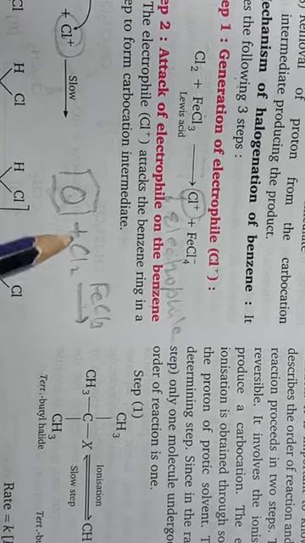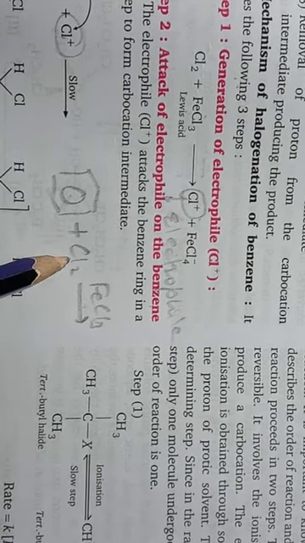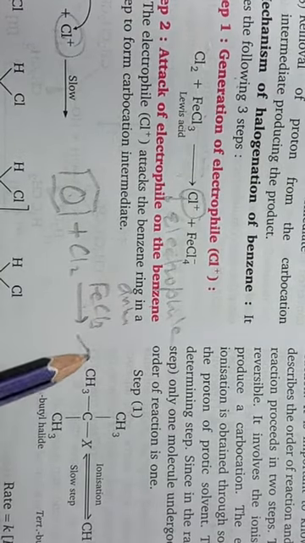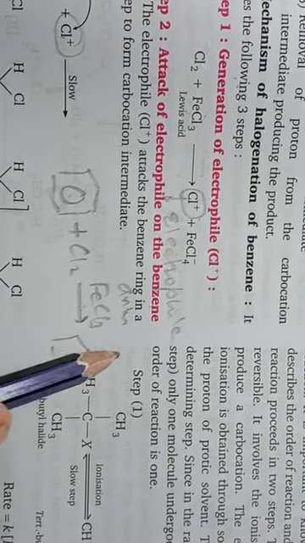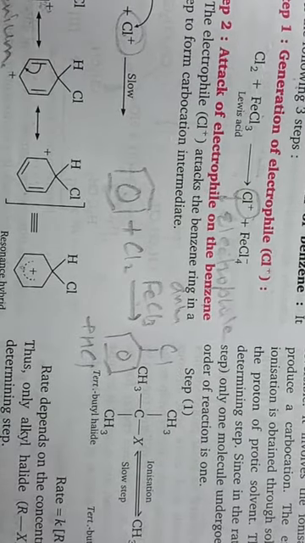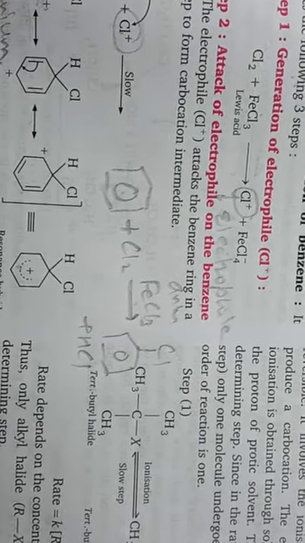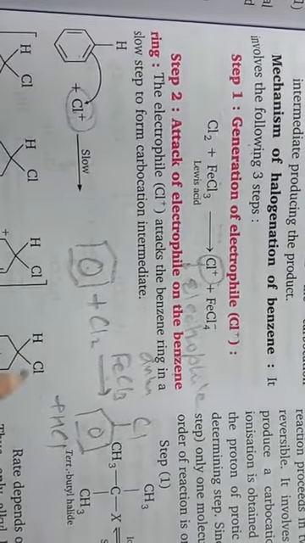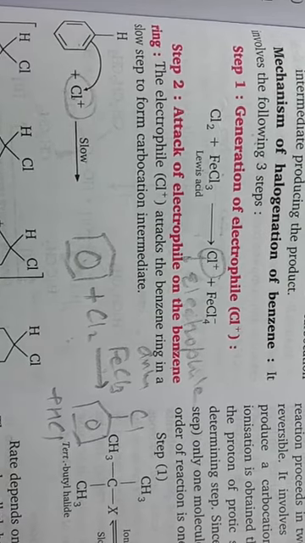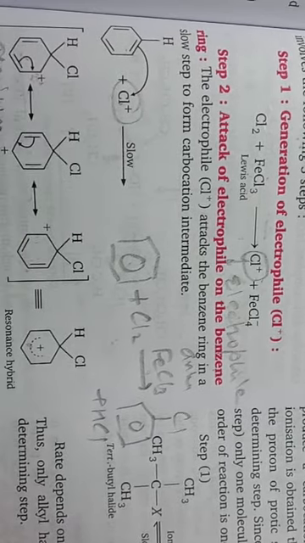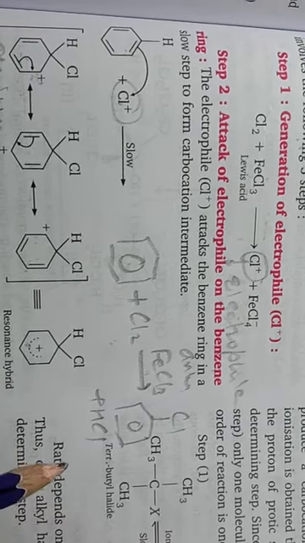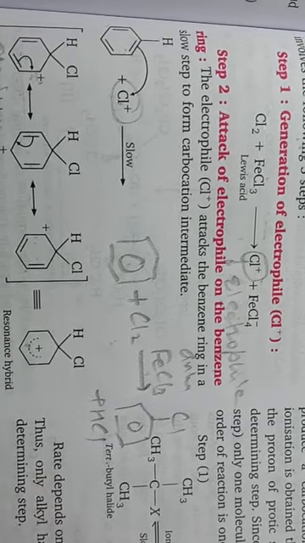So benzene with chlorine in the presence of anhydrous FeCl3 is forming chlorobenzene plus HCl as byproduct. Okay students, and this is the mechanism of this reaction, chlorination of benzene. In the same way you can write some other electrophilic substitution reactions also, like bromination or iodination of benzene.